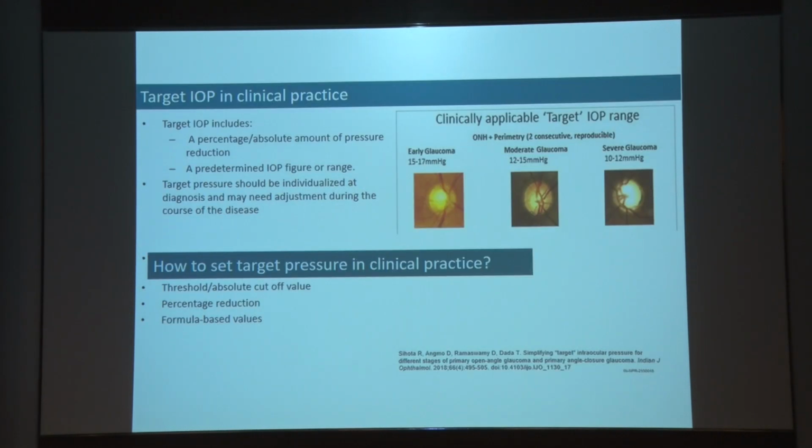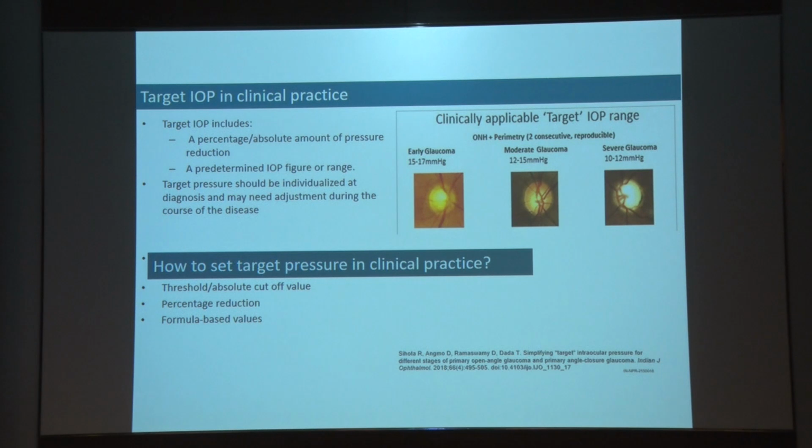So target IOP in clinical practice includes a percentage or absolute amount of pressure reduction in a predominant IOP figure or range. The target pressure should be individualized at the diagnosis and may need adjustment during the course of disease, as we keep on doing the fields and all. On the basis of that, we can change the target pressure also.